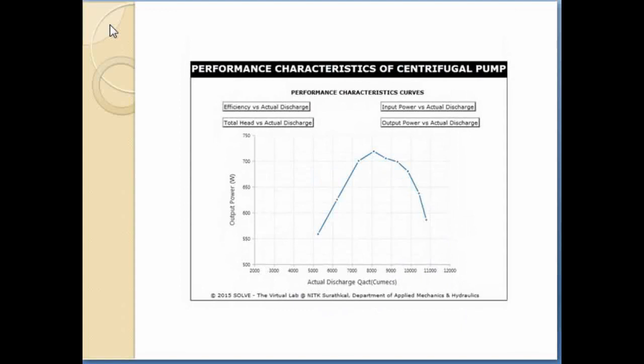This image displayed on the screen shows the plot for actual discharge versus output power. We can observe from the graph that the output power slowly increases with the increase in actual discharge values. After the design condition, it reaches maximum output power, and once the discharge crosses its design value, we can see that output power is slowly coming down with respect to the actual discharge.